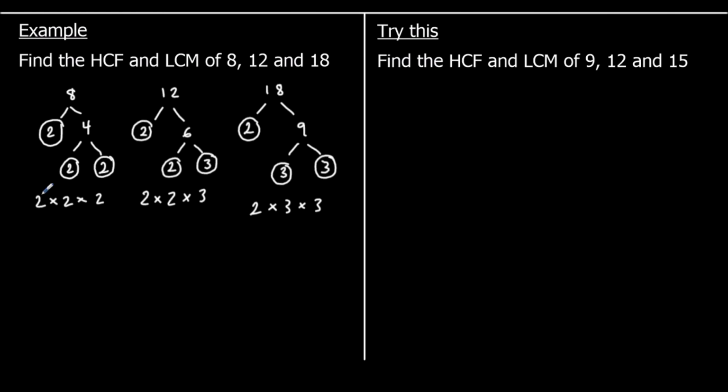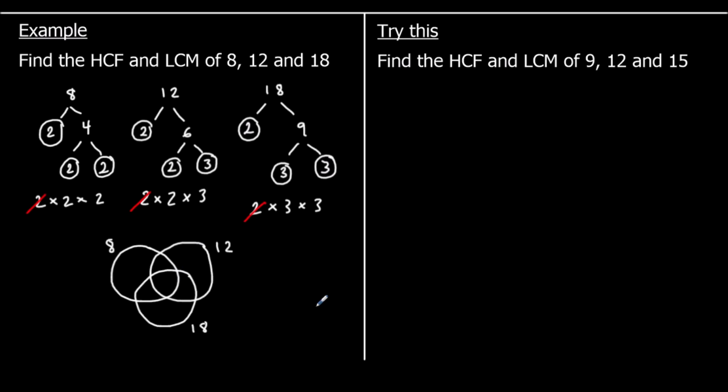So let's make a Venn diagram with 3 circles. We're going to have an 8 circle, a 12 circle, and an 18 circle. So in the middle, we're going to have the factors that all 3 of them have got. They've all got a 2. So the 2 goes in the middle.